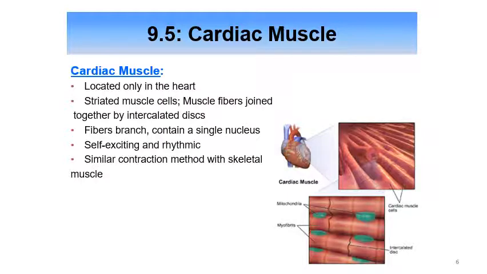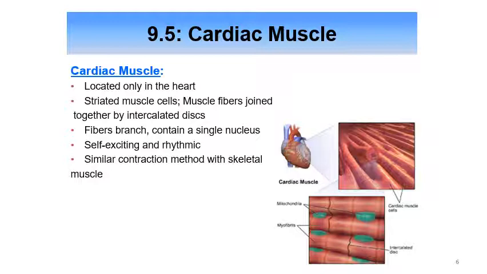Cardiac muscle contraction is almost exactly the same as skeletal muscle contraction. There's still the thin filaments and the thick filaments, and they're arranged just like with the skeletal muscle. So cardiac muscle is only located in the heart walls. It has striations. And remember the intercalated discs were those borders between the cells.